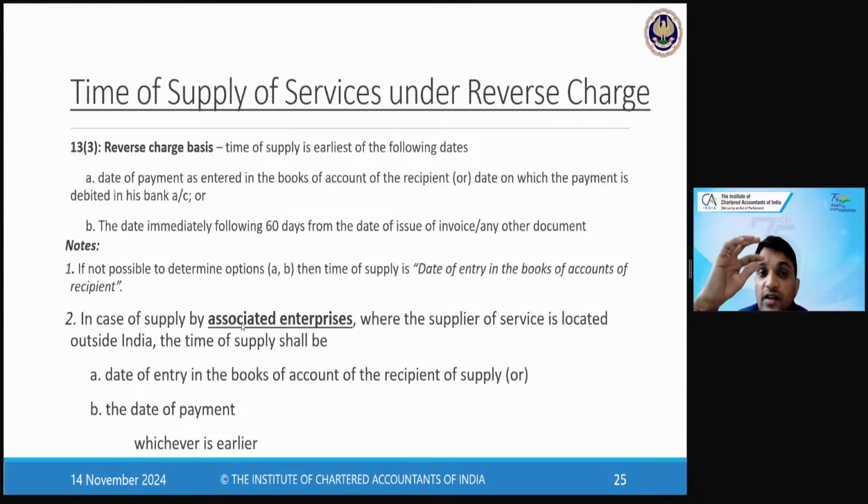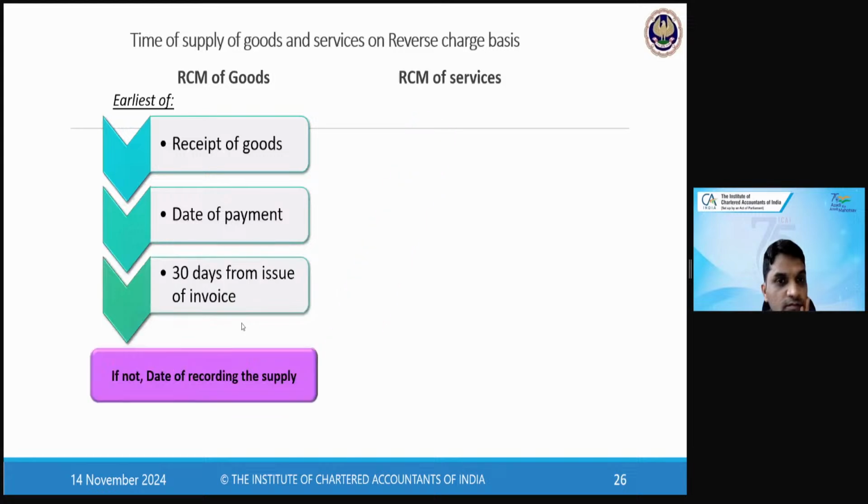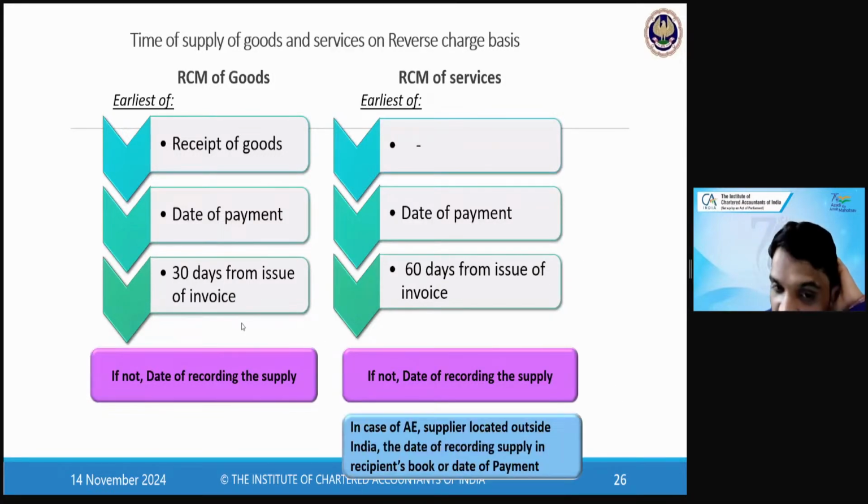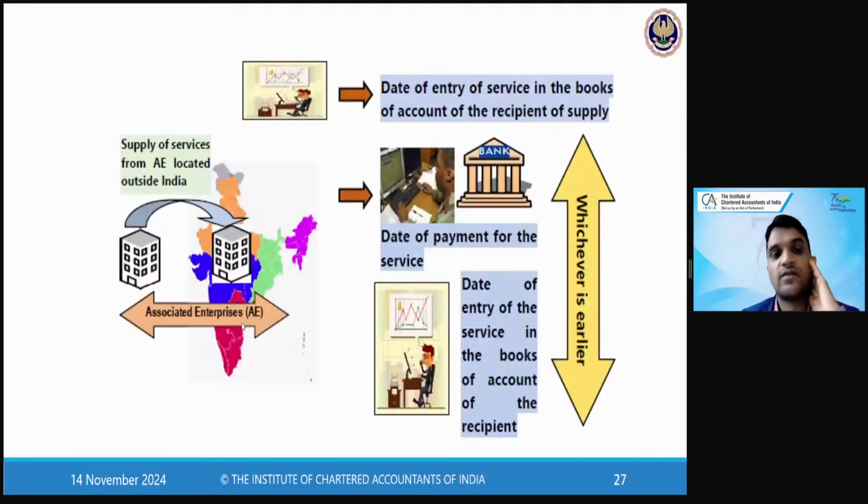Got it. In case of an associate enterprises, you have to be very careful. Otherwise, everything is fine. So that is what we are repeating here, that in case of an associate enterprises where the supplier is located outside India, the date of recording payment in recipient books or date of payment is the relevant date. Which means what? A supplier of service from associate enterprises located outside India, then the time of supply will be, but both of them has to be associate enterprises.